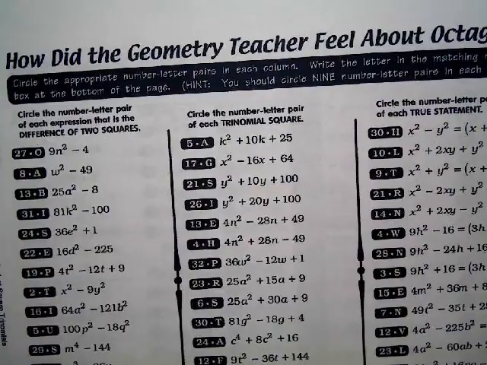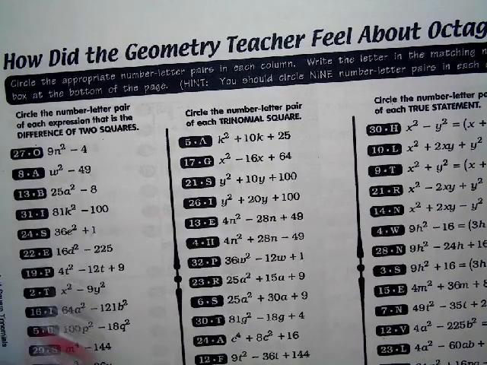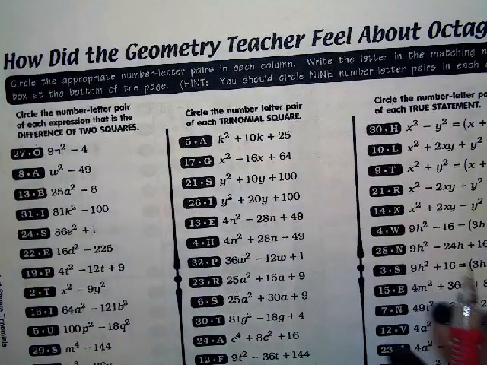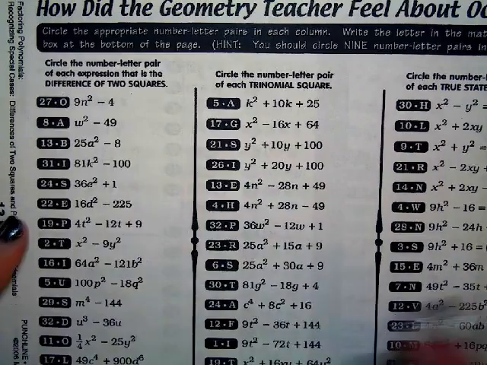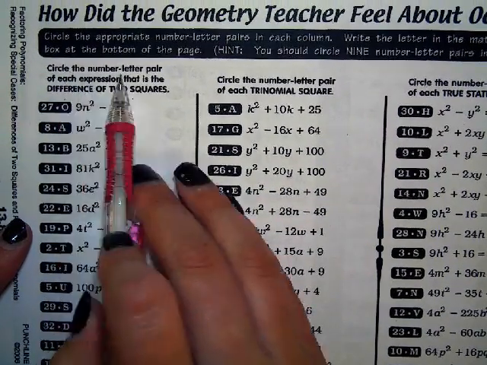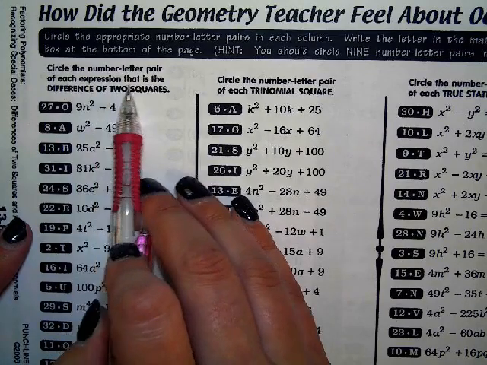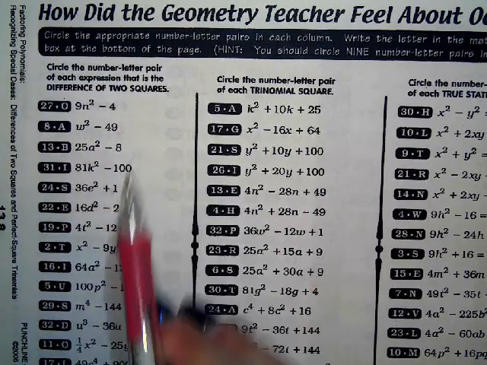Okay, so the way that this one works is it says to circle the number letter pair of each expression that is the difference of two squares. So they are not asking you to factor it, but I want you to. So I'm going to have you add to the instructions and factor.